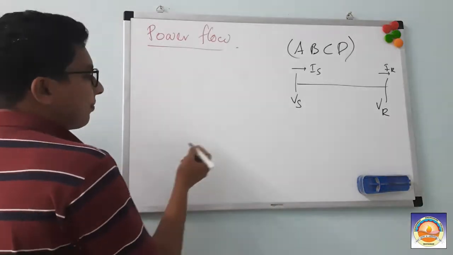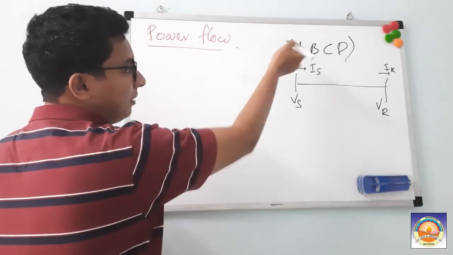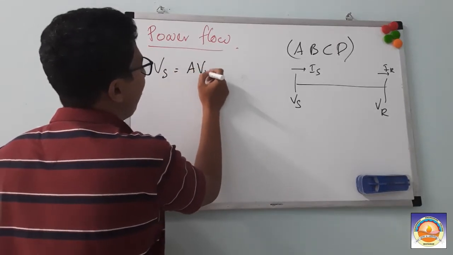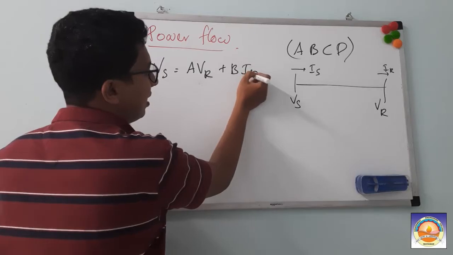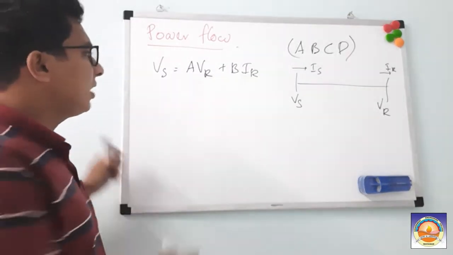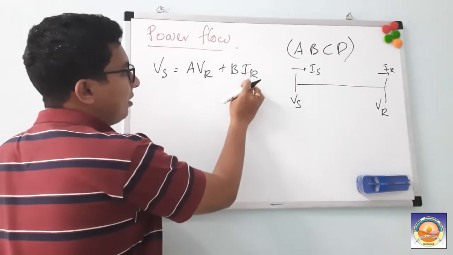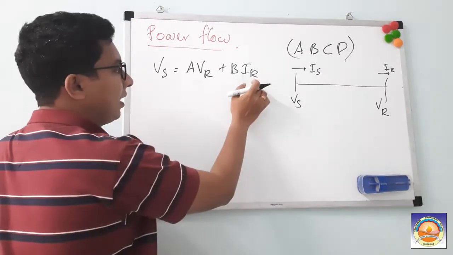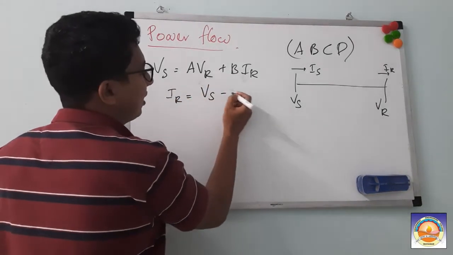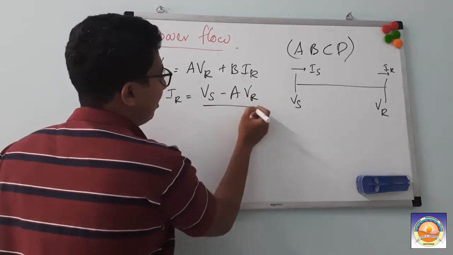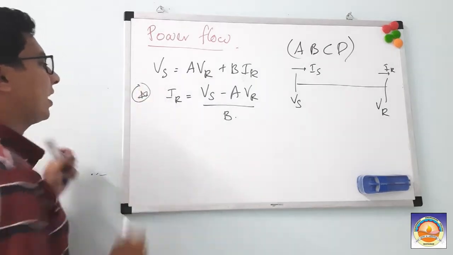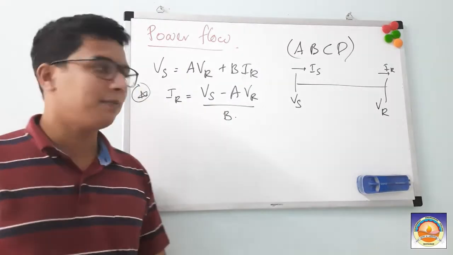For the system, if you remember, in terms of ABCD parameters, the first equation I can write is Vs equal to A VR plus B IR. Right? From this, I can derive the equation for IR. IR is given by Vs minus A VR divided by B. So this is an important equation: the receiving end current can be written as Vs minus A VR by B.